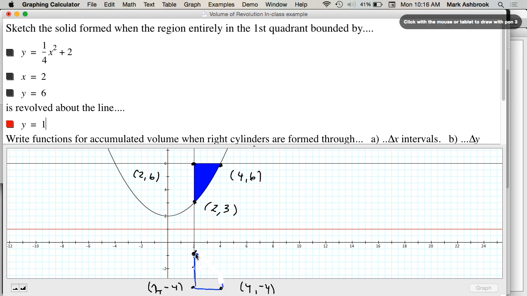I know I said the art doesn't matter, but it matters to me. Oh man, that's terrible. Oh, and then I didn't use blue. Okay, here we go.